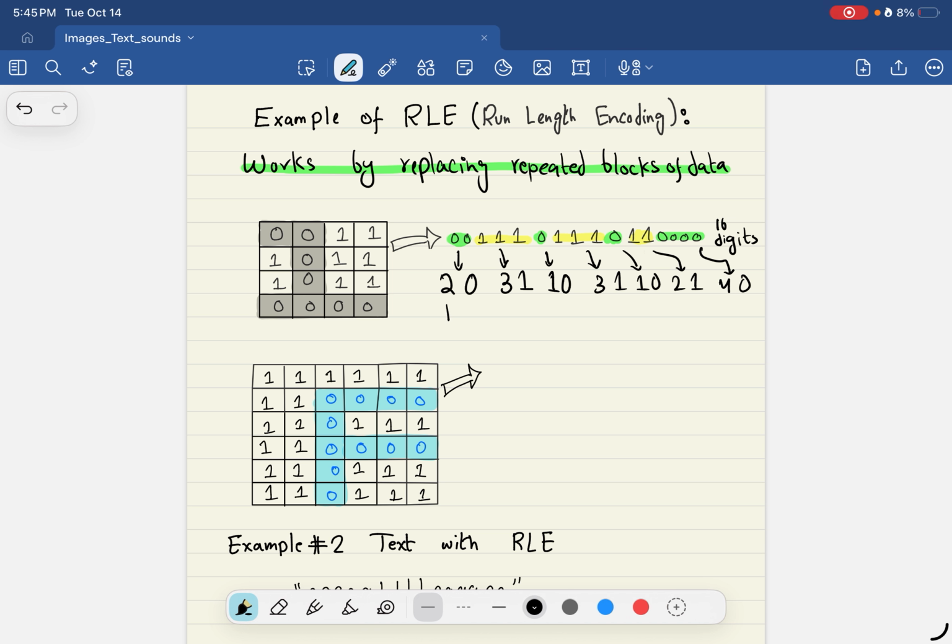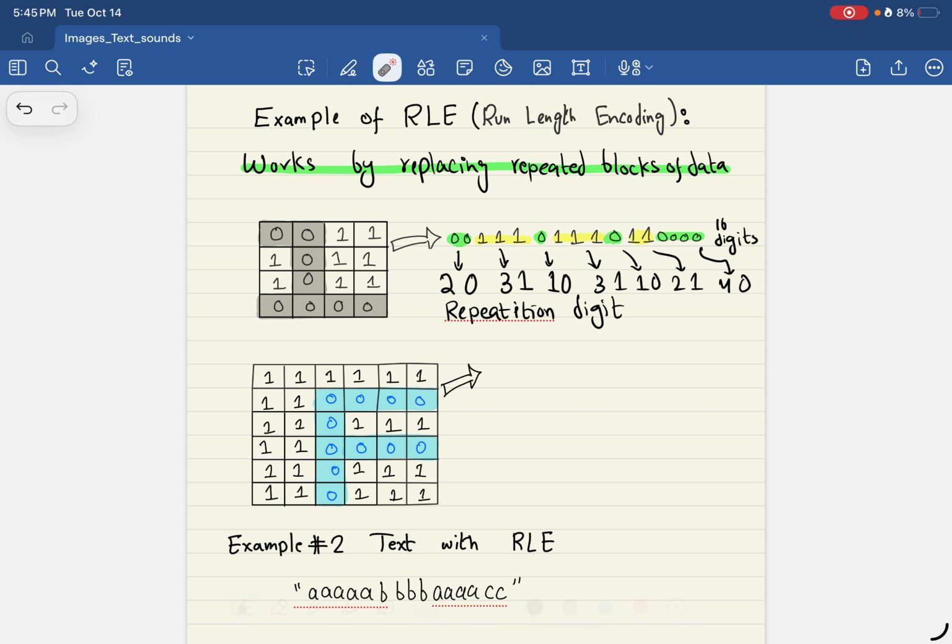So every time what are we doing? We're just recording the repetition, and then after the repetition we are writing down the digit itself. So there is a repetition and then there is a digit: repetition 2, and then the digit 0. There are 2 zeros. Then there are 3 1s, so 3 and then 1. And there is a 1 0, so there's 1 and then a 0. So you have to record the repetition and then the digit. That's how simple the process is.